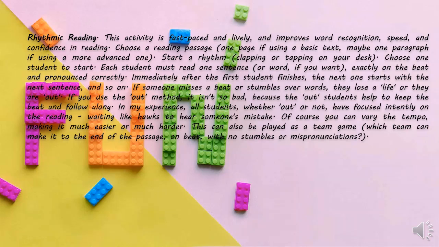Choose a reading passage, usually one page if using a basic text, maybe one paragraph if using a more advanced one. Start a rhythm. The teacher starts a rhythm, sometimes clapping and tapping, and picks one student to start. Each student must read one sentence or word exactly on the beat and pronounce it correctly. So the student must sing it and read the paragraph. Immediately after the first student finishes, the next student starts with the next sentence and so on.